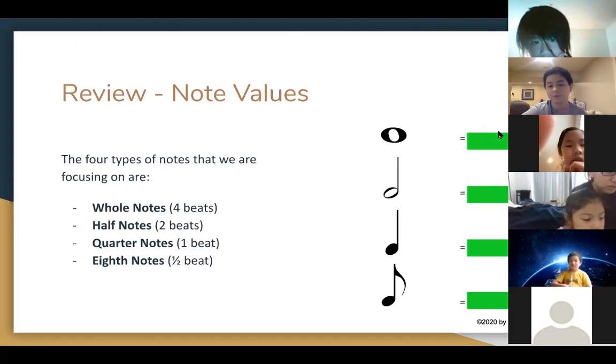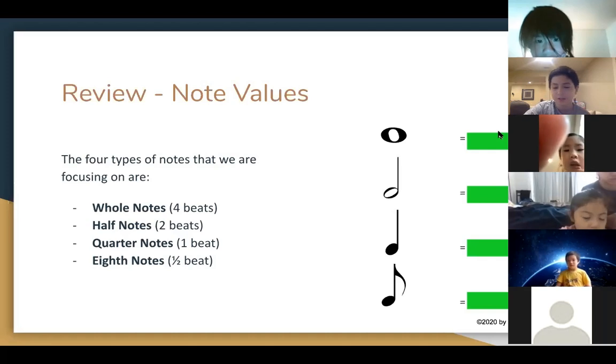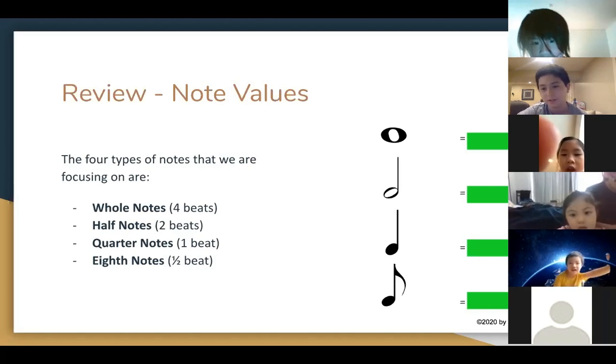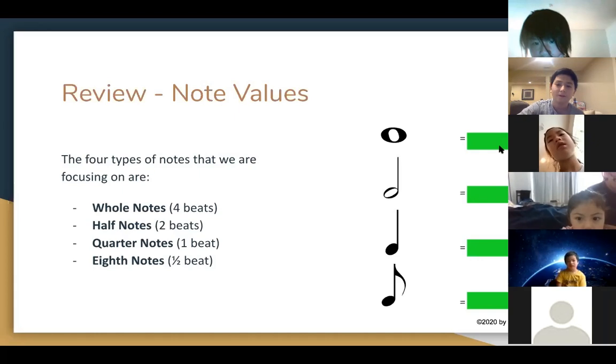There are other types of notes that are even shorter than eighth notes. Like you get 16th notes, you get 32nd notes. I think in some extreme cases you could get 64th notes as well. But I think beneath 16th notes, like 32nd notes and so on, are not that common. So, yeah.